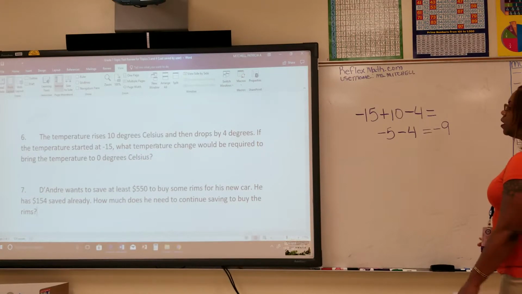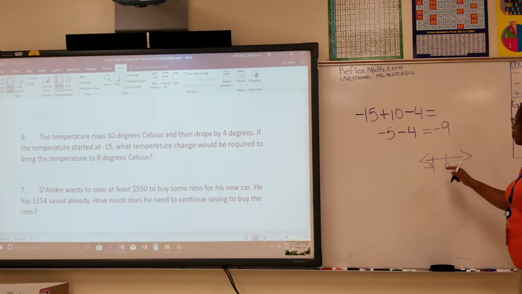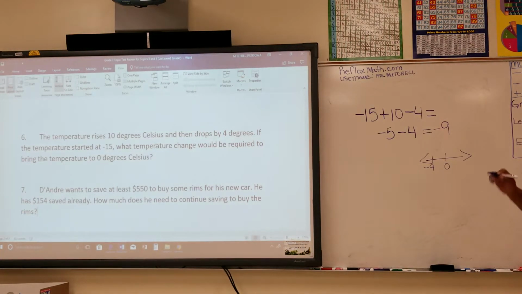All right, so on the number line, here is 0, here is -9. So how many spaces do we have to move to bring this to 0? We have to move 9 spaces, okay? So we move 9 spaces to 0. So when we're talking about degrees, if we're at -9, we'll have to increase by 9 degrees Celsius, and that is it. So please pause the video.